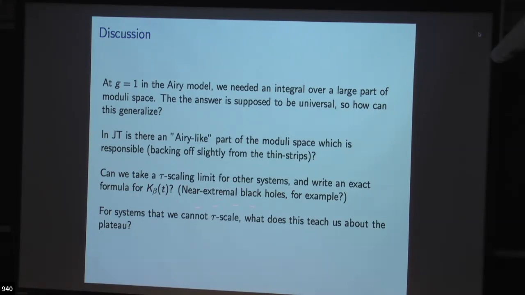One guess is that maybe we can do this for near extremal black holes in higher dimensions because they have the same square root of E low energy density of states. But for systems where we can't do this tau scaling, we can't write down a convergent genus expansion. What are we learning about the plateau from this stuff? I don't know. And that's it for what I have.